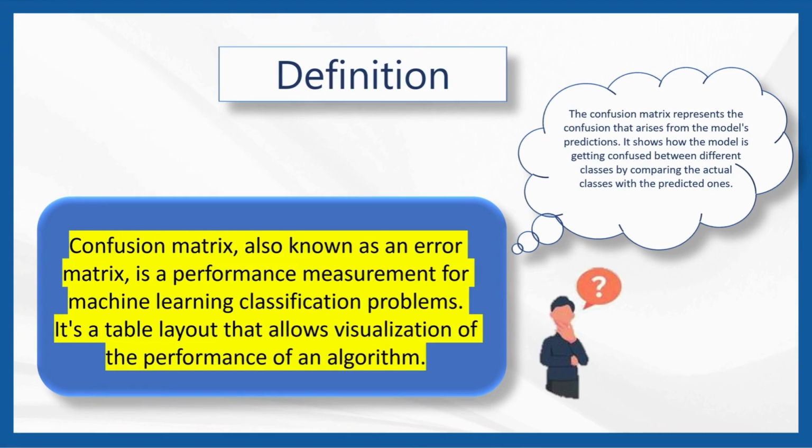Many of you might be wondering why this particular matrix is called a confusion matrix and not some other name. Why is the term confusion given to it? It's because it shows how the model is getting confused between different classes by comparing the actual class with the predicted ones. The actual versus the predicted is not always the same. In most cases there is a difference, and the confusion that arises due to that difference is why the confusion matrix has been named accordingly.